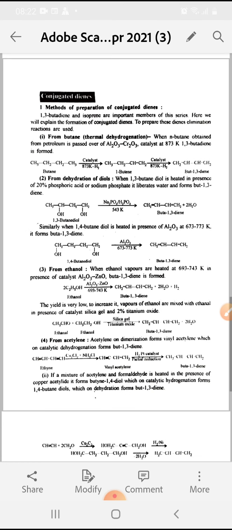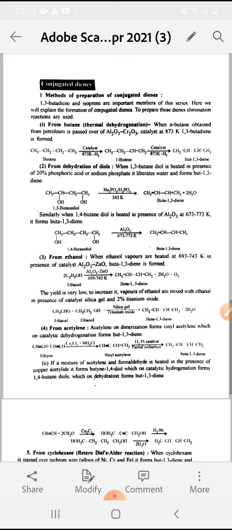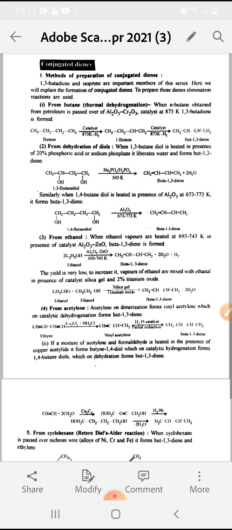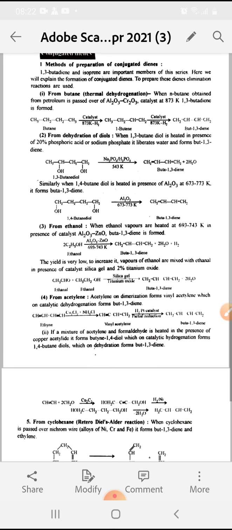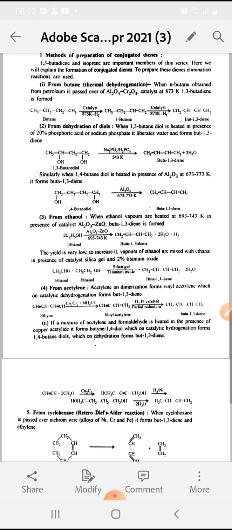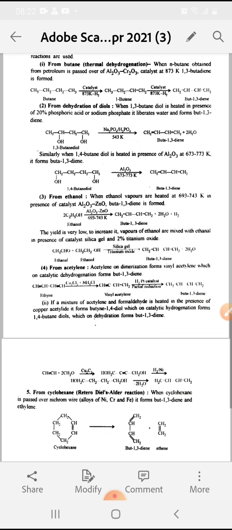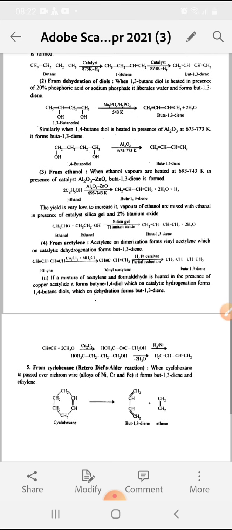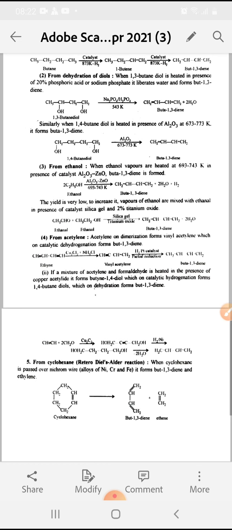When n-butane obtained from petroleum is passed over Al2O3-Cr2O3 catalyst at 873 Kelvin, 1,3-butadiene is formed. The second method of preparation is from dehydration of diols. When 1,3-butane diol is heated in the presence of 20% phosphoric acid or sodium phosphate at 543 Kelvin, formation of buta-1,3-diene takes place.